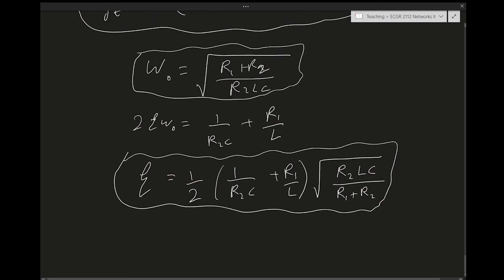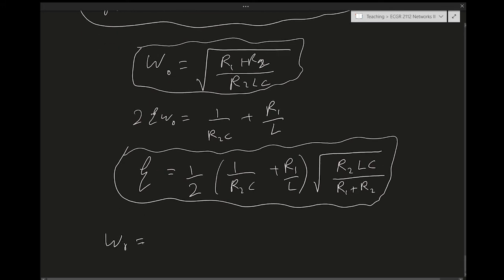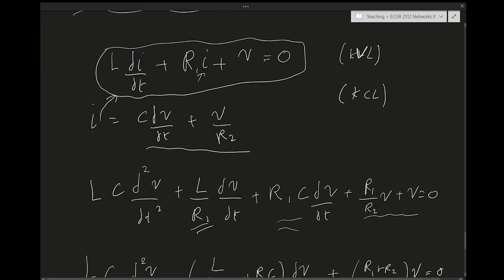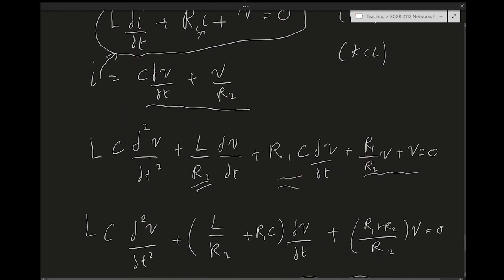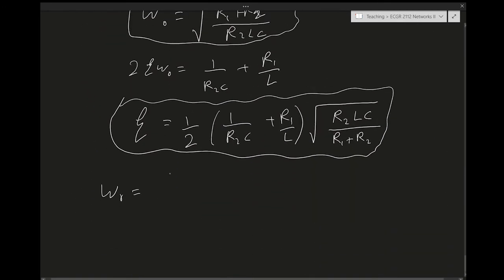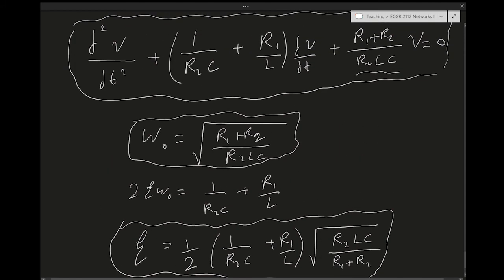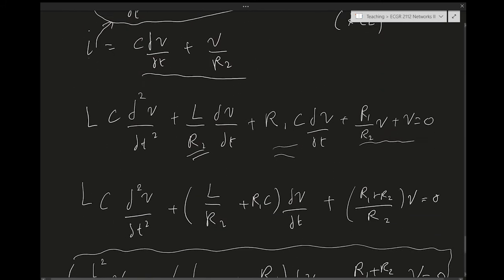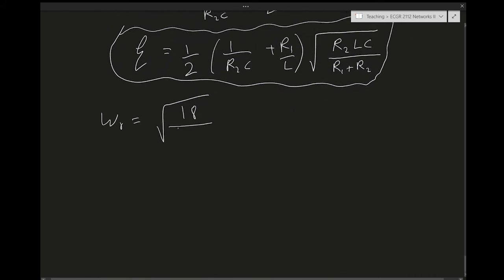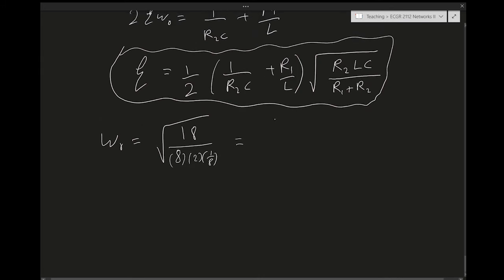What's omega naught? Let's evaluate it. So it's R1 plus R2. R1 is 10, R2 is 8. That's square root 18 over R2 times L times C. So 8 times 2 times 1 over 8. That ends up being square root of 18 over 2, square root of 9, 3. So omega naught is 3.